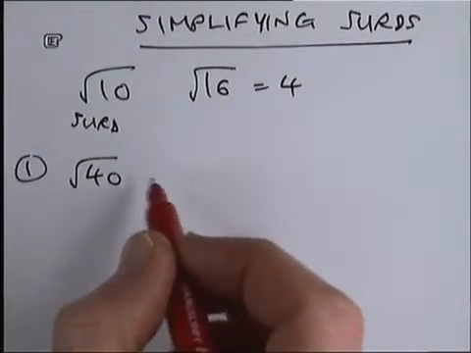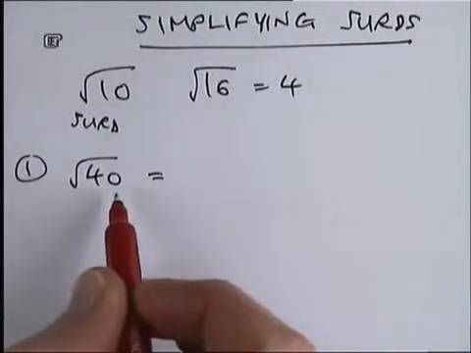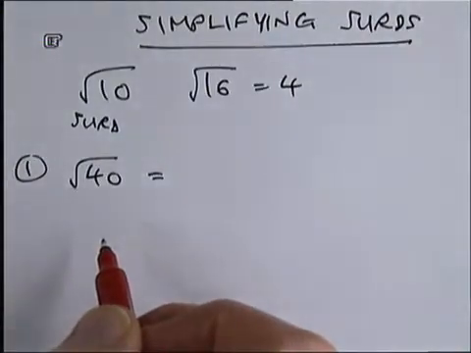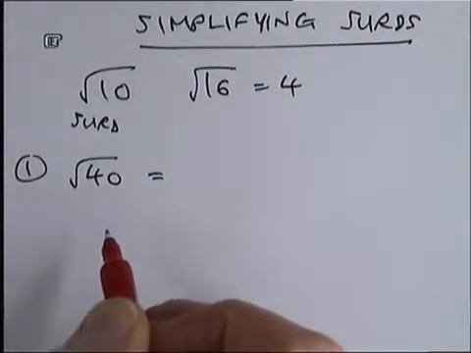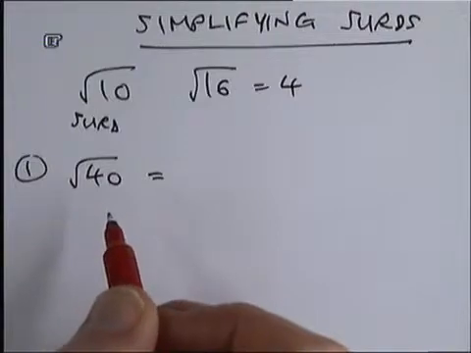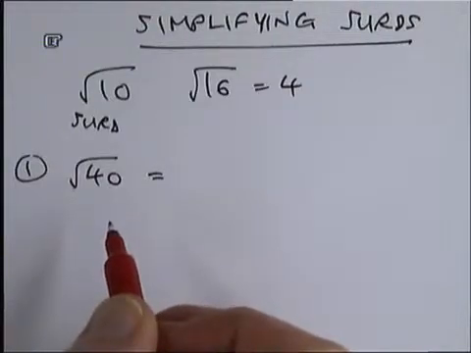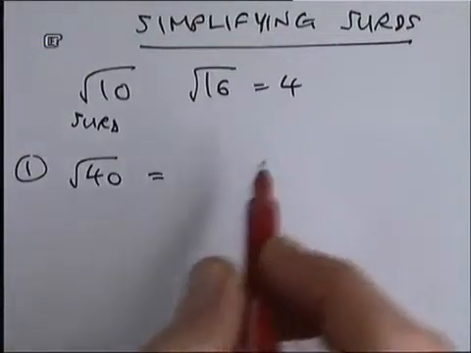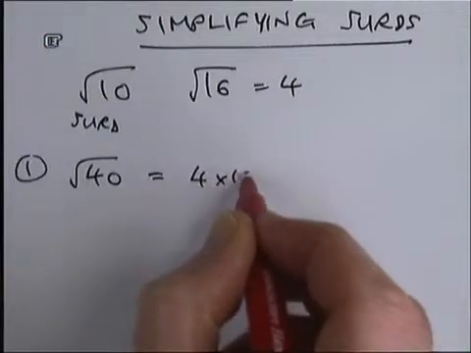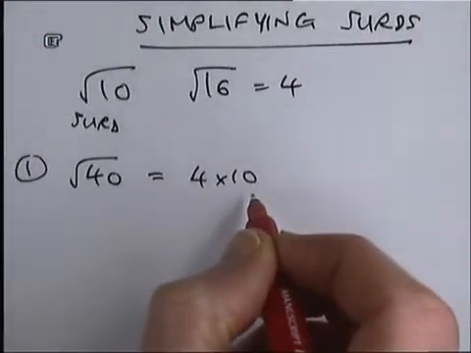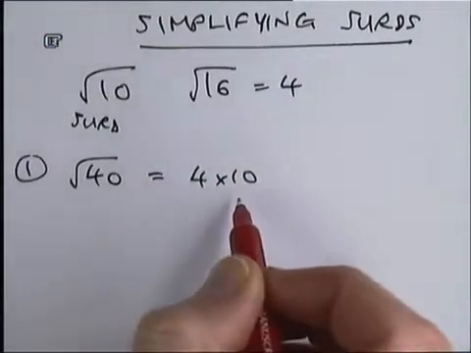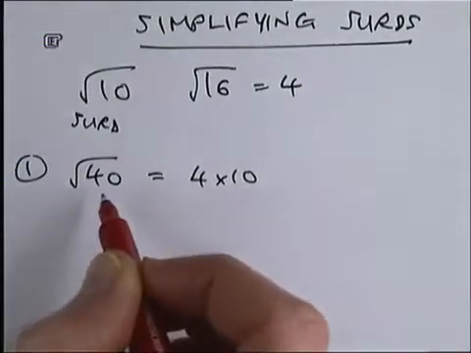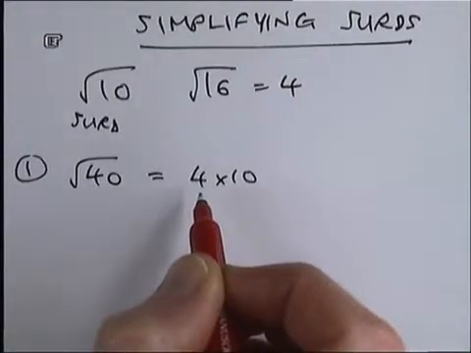And the way to do it is to try and spot what two numbers multiply together to give you 40. Okay, so there's 1 times 40, 2 times 20, 5 times 8, 4 times 10. There are various different numbers that multiply together to give you 40, and you're looking for a pair of numbers where one of them is a square number. And if I go for 4 times 10, 4 is a square number, and that's the one I'm going to use. You're always looking for a pair of numbers which multiply together to give you the number inside the square root sign, where one of them is a square number.